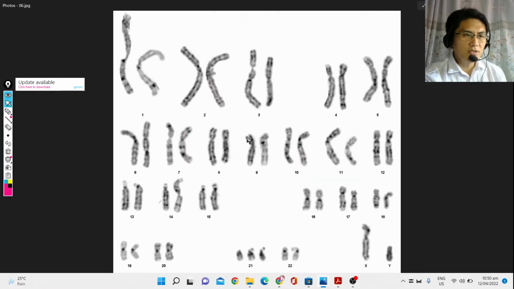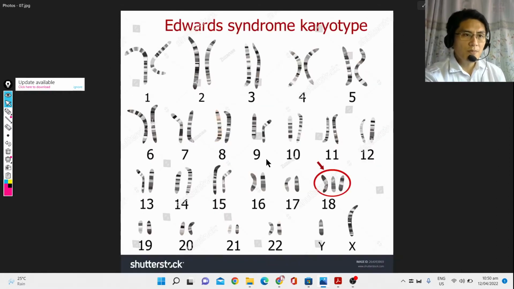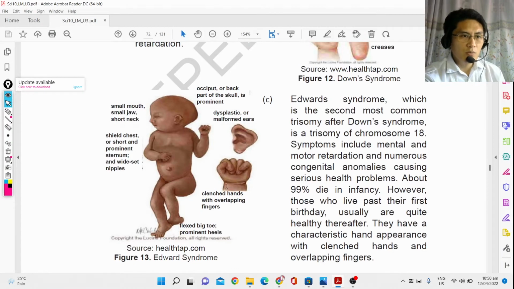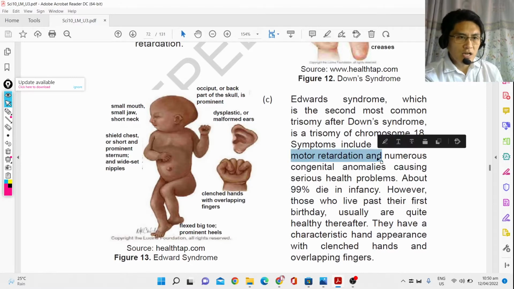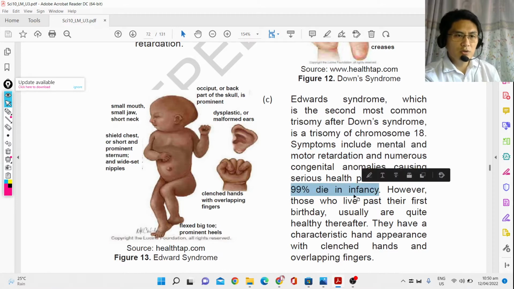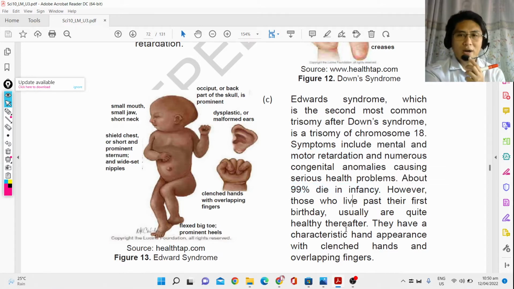By the way, Down syndrome is called trisomy 21 because it has three copies of chromosome 21. Now this is trisomy 18, Edwards syndrome, right? So if you look at what happens in Edwards syndrome, you have motor and mental retardation, and about 99% die in infancy. However, those who live past their first birthday usually are quite healthy thereafter, apart from disfigurement like a small mouth, small jaw, short neck, shield chest or short and prominent sternum, and these things.